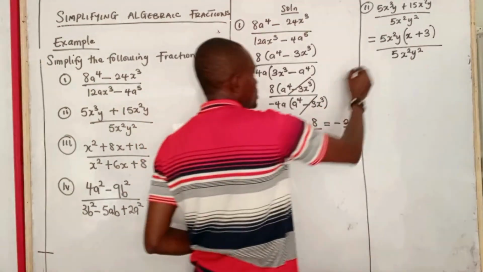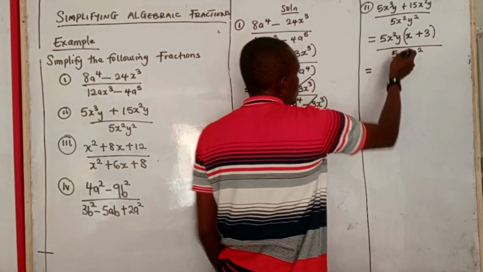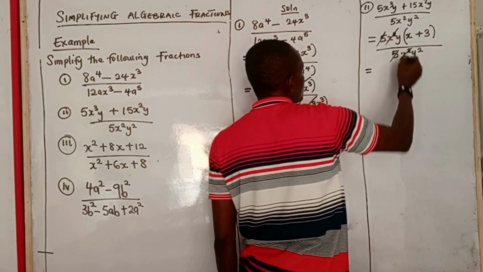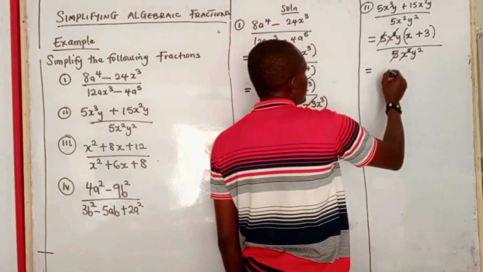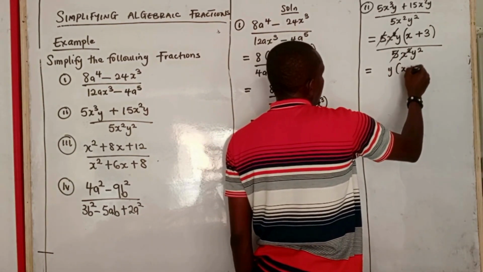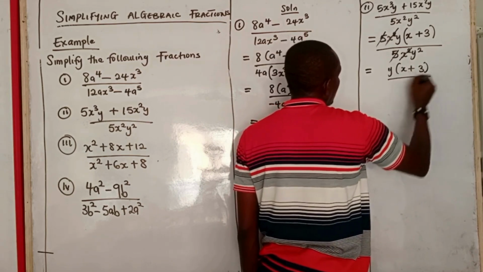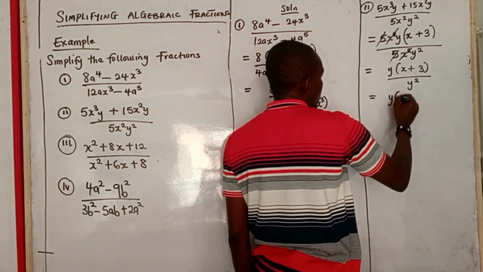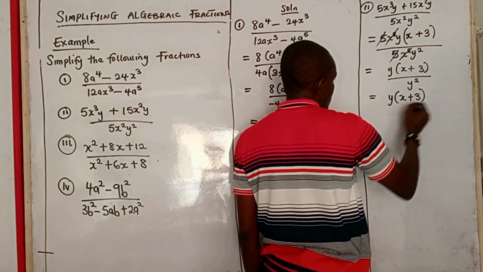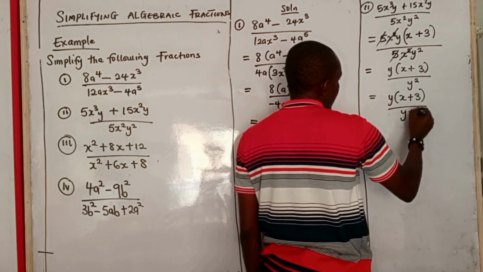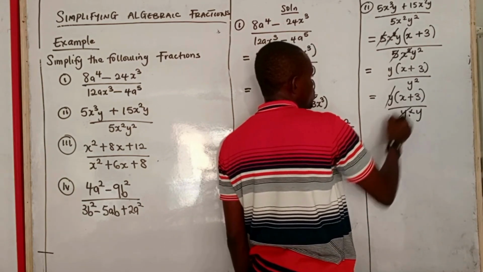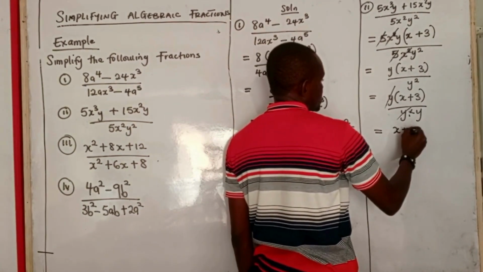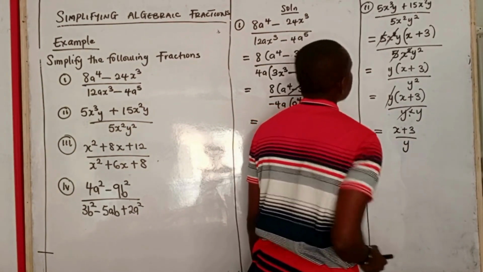So what do you now notice? I can cancel some things here. 5 will cancel 5. X squared will cancel x squared, right? So I am left with y into x plus 3 all over y squared. And mathematically you know that y squared is the same thing as y times y. So this y will also cancel another y. And my final answer will now be x plus 3 all over y.